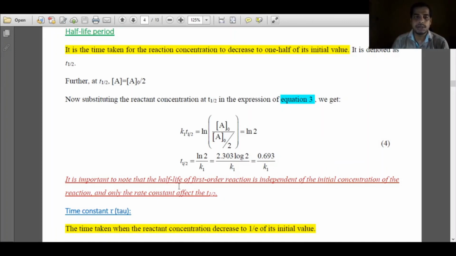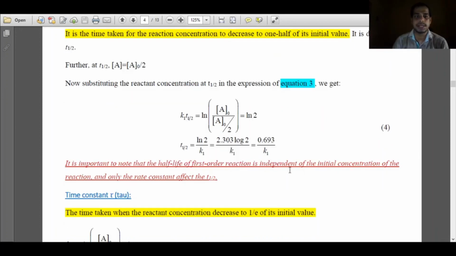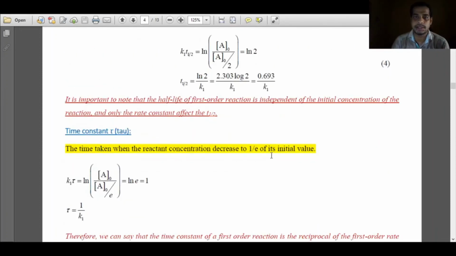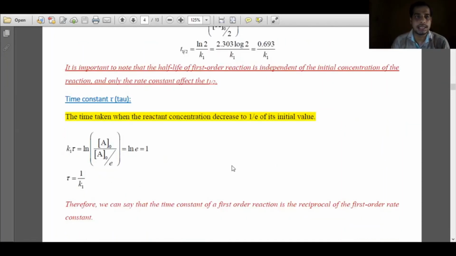It is important to note that the half-life period of a first order reaction is independent of the initial concentration of the reactant, and it only depends upon the rate constant of the reaction. So half-life is 0.693 over K1, meaning this equation 4 is applicable only to a first order reaction, and for a first order reaction the half-life period is independent of the initial concentration of the reactant.